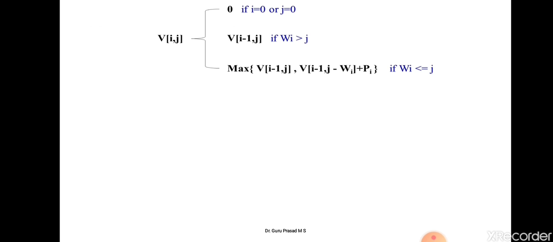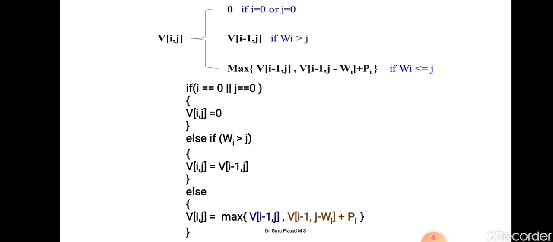This is the recurrence relation, and I am converting it to a coding statement. If i equals 0 or j equals 0, V of i, j equals 0. Else if weight of item i is greater than j, V of i, j equals V of i minus 1, j. Else V of i, j equals max of V of i minus 1, j, and V of i minus 1, j minus wi, plus pi.